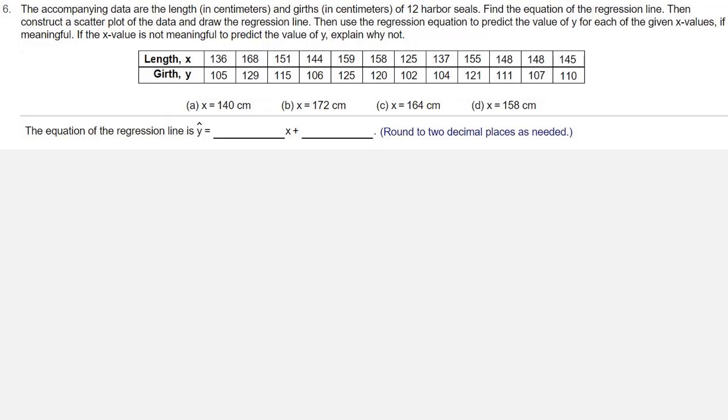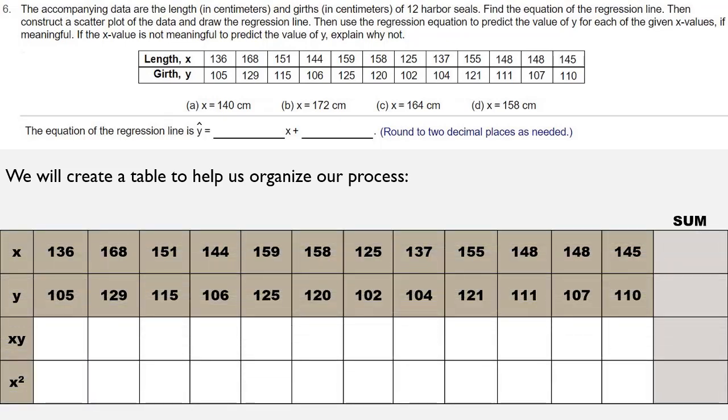So first, they want us to find the regression line, and we're going to use a table to organize our process. These numbers are a little bit big, but that's okay. We'll get through it. We start with a row for x's and a row for y's, already filled out from the information that we were given above. And now we need to fill out the row for x times y, and the row for the x squareds. Then when we have all that information, we'll find the sum of each one of those rows. So let's start with the x times y's.